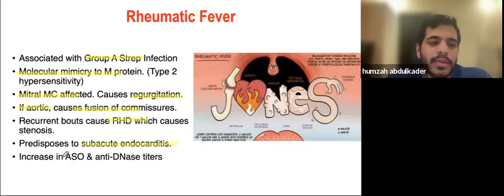On labs, oftentimes you'll see ASO, anti-streptolysin O antibodies, and anti-DNase B titers. These are just things that they can ask about in the question. They can ask which of the following can we see on labs. And then these are the different signs and symptoms you can see. You can see joint pain, carditis, nodules, erythema marginatum, or Sydenham chorea, which is like rapid movements of the hand, which we don't see in this patient, but we see most of these in this patient. Anyone have any questions about this? I feel like rheumatic fever is pretty simple.